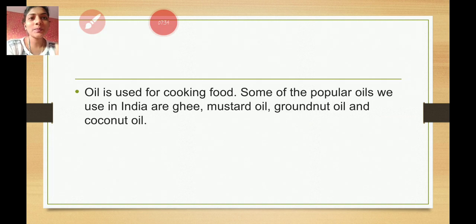Okay. Now, other than that, what we use for cooking, we use oil, right? Now, let us read about oil. Oil is used for cooking food. Some of the popular oils we use in India are ghee. You know what is ghee? Amul ghee, different types of ghee are there, right? Then, mustard oil, groundnut oil, and coconut oil. These are different types of oil which we use for cooking food.